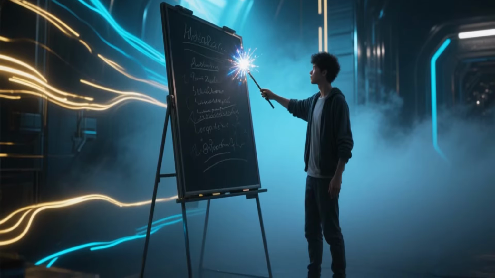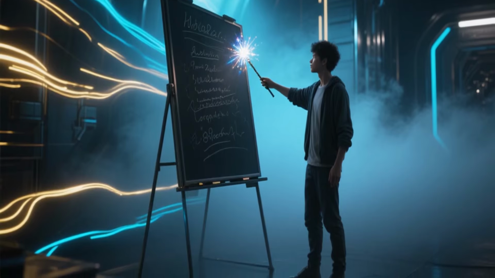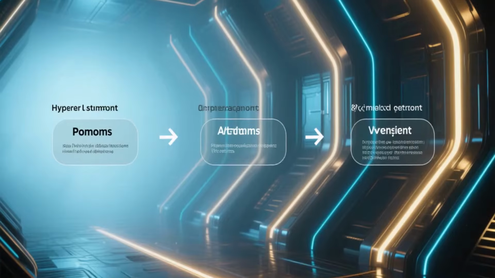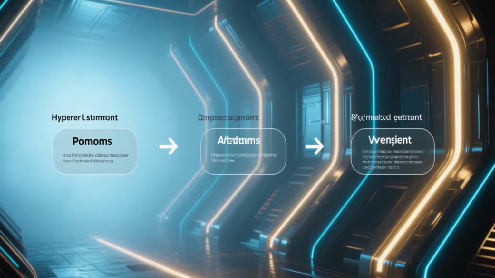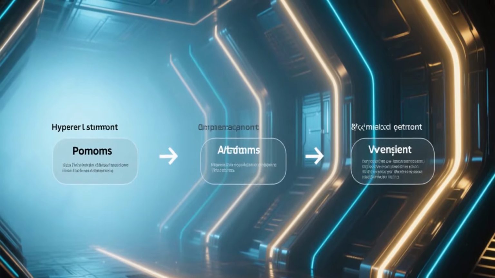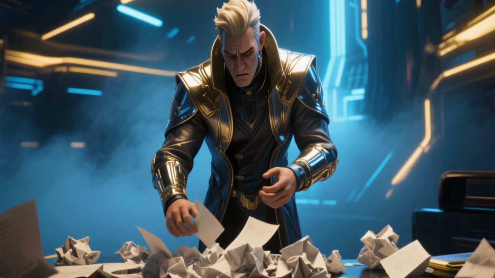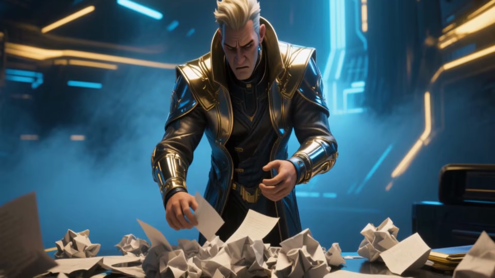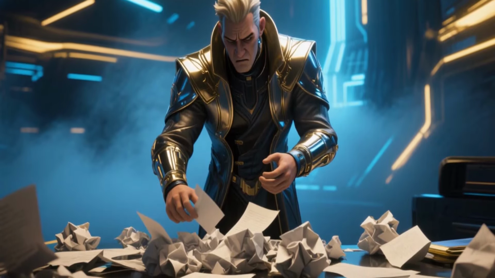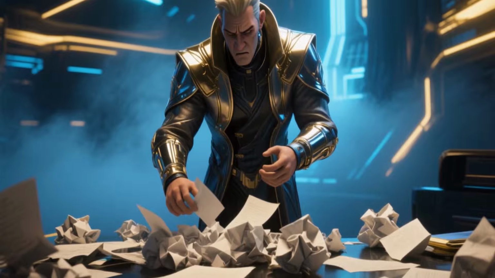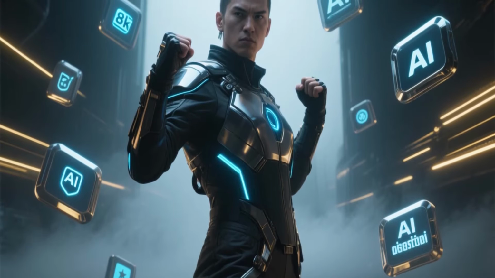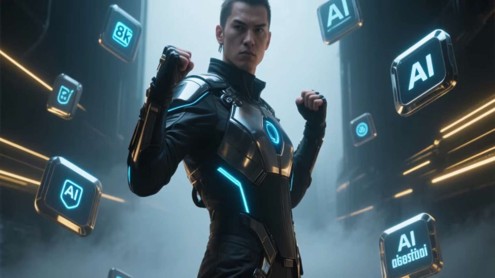The fifth step is iterate, and this is where the magic really happens. Iteration means refining and adjusting your prompt based on what you learned in the evaluation step. Very rarely will you get absolutely perfect results on your first try, and that's completely normal and expected. The key is to not give up or think the AI isn't useful.